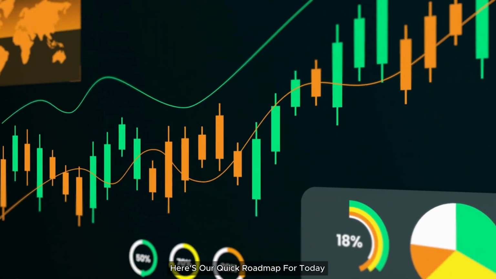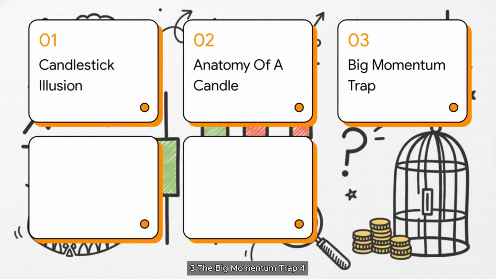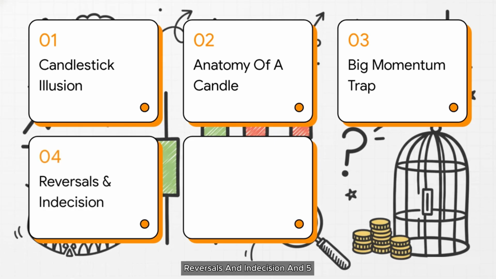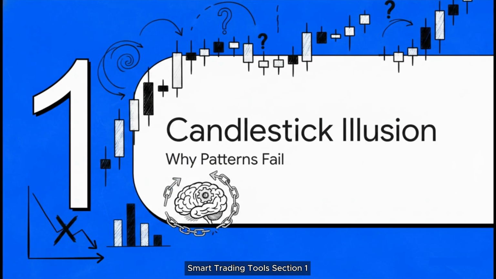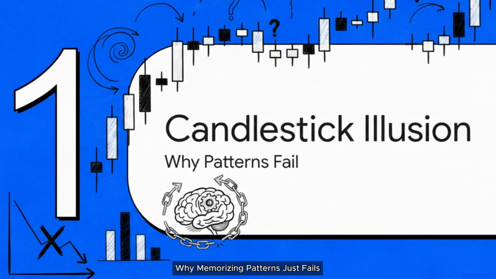Here's our quick roadmap for today. 1. The candlestick illusion. 2. Anatomy of a candle. 3. The big momentum trap. 4. Reversals and indecision. And 5. Smart trading tools. Section 1. The candlestick illusion. Why memorizing patterns just fails.